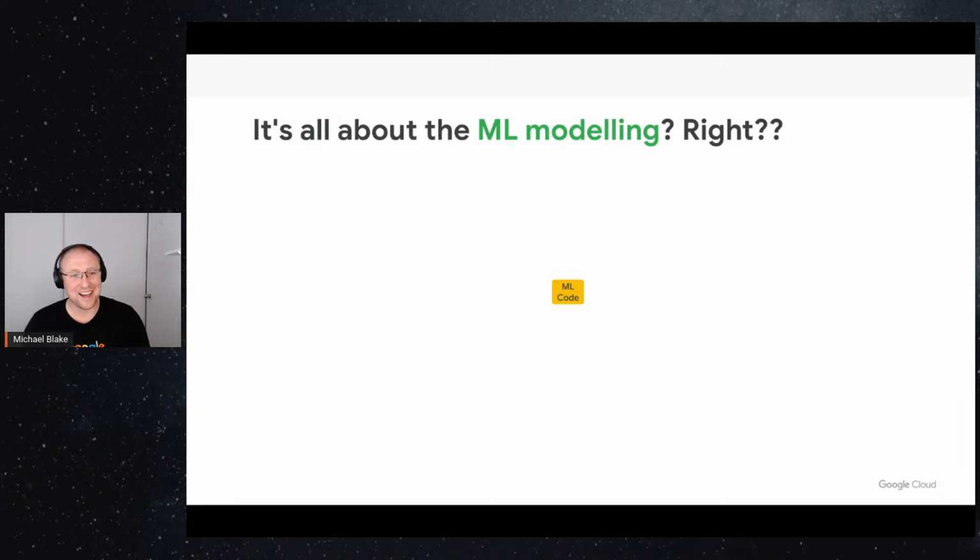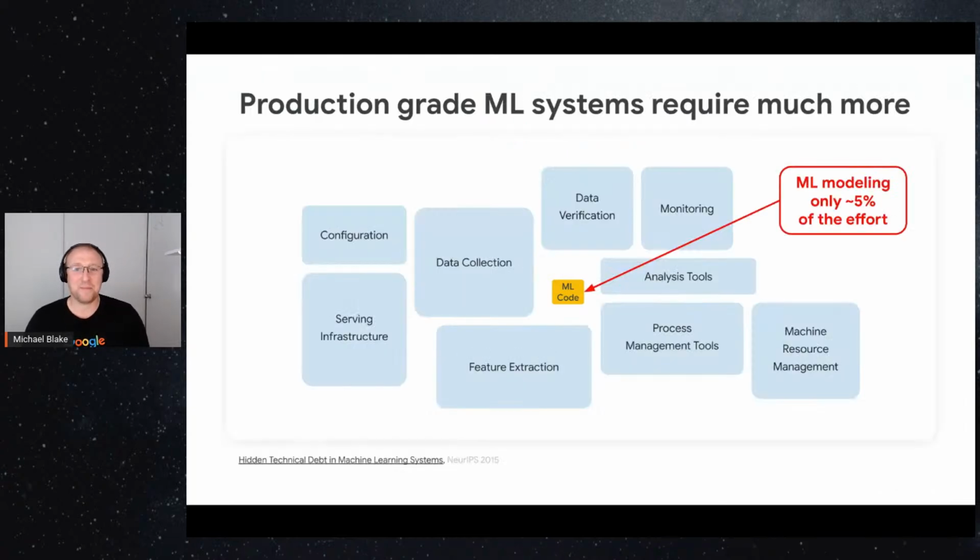However, I think this really puts it into the right scale. Despite the mystique, the machine learning modeling only represents about 5% of the effort. And this comes from a Google paper that was released a few years ago called Hidden Technical Debt in Machine Learning Systems. There are all these other things that we have to achieve in order to get that model that the data scientist has written into production so that businesses can start deriving value from it.